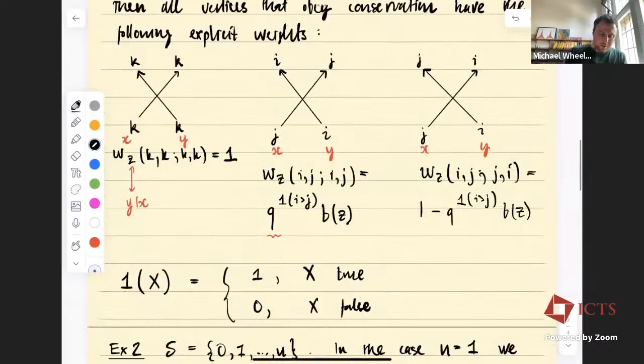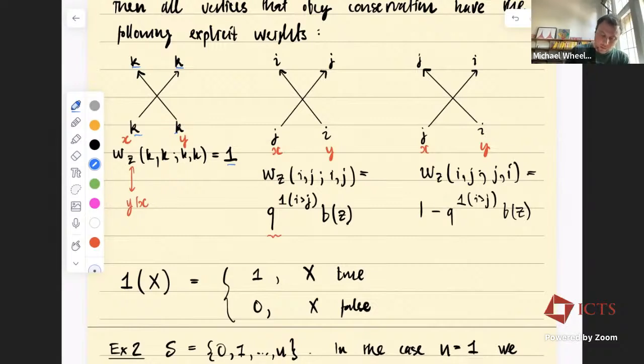So up here, it's just manifest. All right. So basically, this first vertex here, you're fixing your incoming states to be both equal to k. In that case, there is only one possibility for what happens along here. It's completely deterministic. And so indeed, that weight is equal to 1.